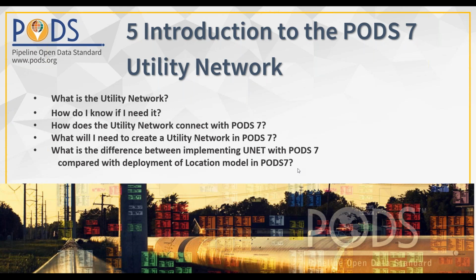So let's dig in a little bit and focus on some of the exploratory questions we'll be asking in this particular series. We'll be exploring the answers to: what is utility network? How do you know if you need the utility network? How does the utility network connect with PODS 7? And what will you need to create a utility network within PODS 7? Lastly, we'll look at what is the difference between implementing the utility network, or UNet as it's often referred to, with PODS 7, compared with the deployment of the location model components that are found in PODS 7.